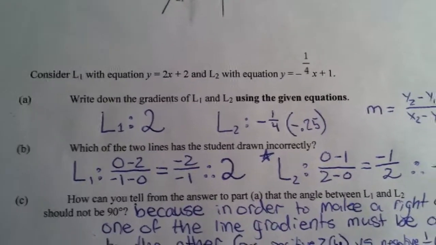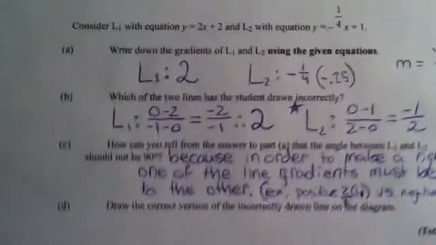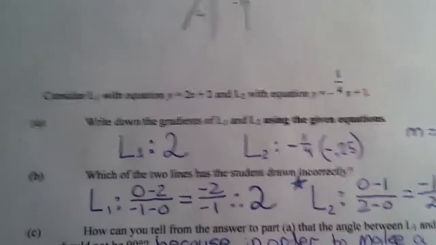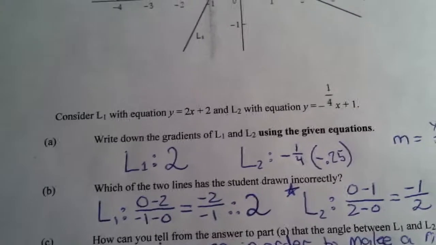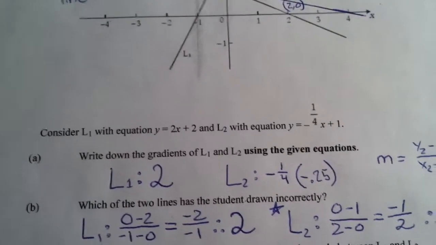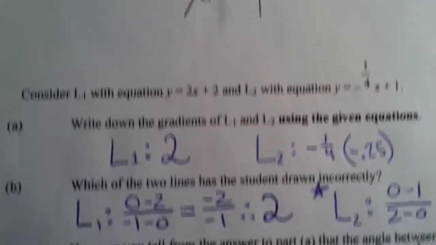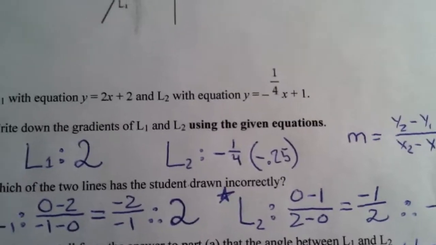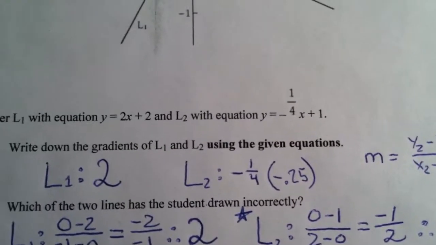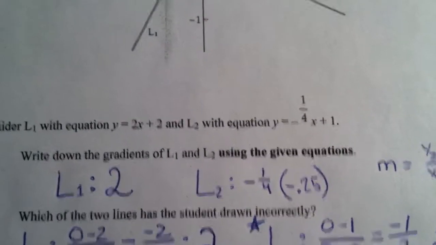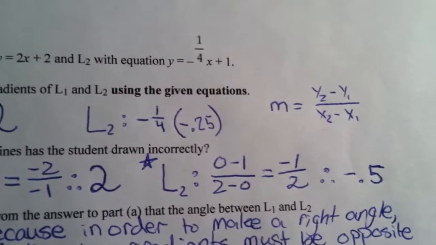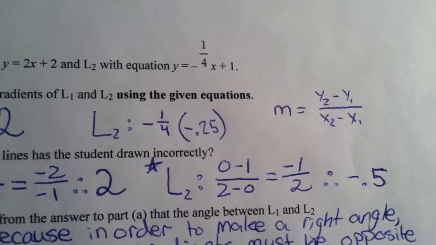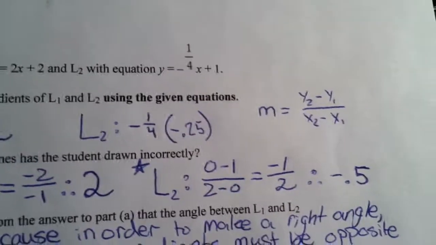The gradient is the m value, y equals mx plus b. So for L1 it would be y equals 2x plus 2, so the m value is 2, just as in the equation for L2 it is negative 1/4 or negative 0.25, m being calculated by calculating the difference in y values over the difference in x values.